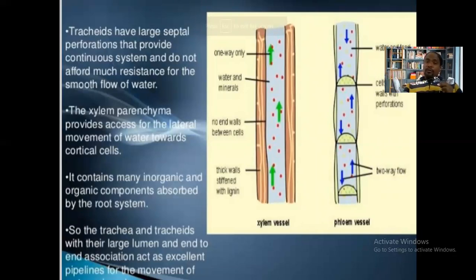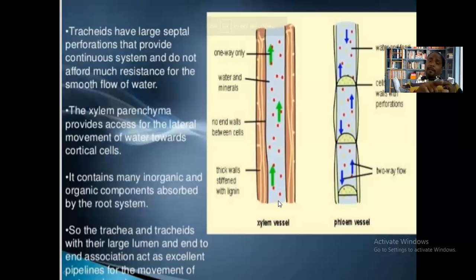Okay, so you can see here the blue colored component. There is a phloem vessel, in which the movement of the component takes place in both directions. But here in the xylem vessel, there is a continuous path, and the movement takes place in only one direction, that is, in the upward direction. So these xylem vessels act like a pipeline, with a very large pore size and a perforation plate at their end walls.